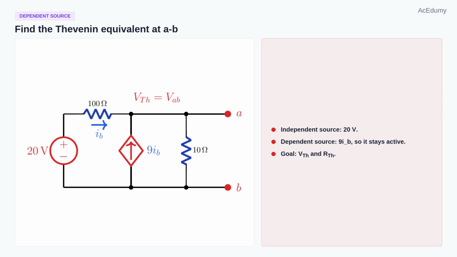The network has a 20-volt source, a 100 ohm resistor with current IB, a dependent current source equal to 9 IB, and a 10 ohm branch at terminals A and B.